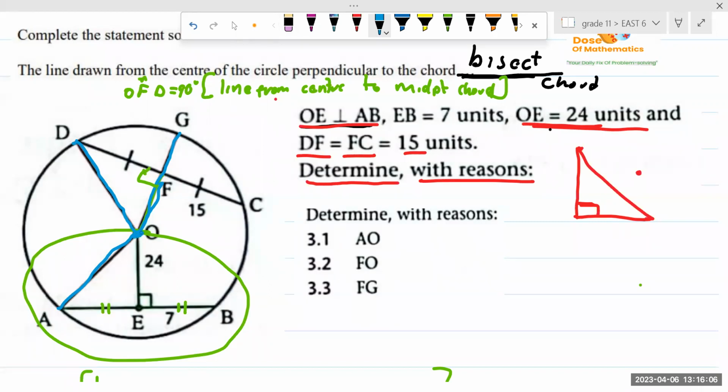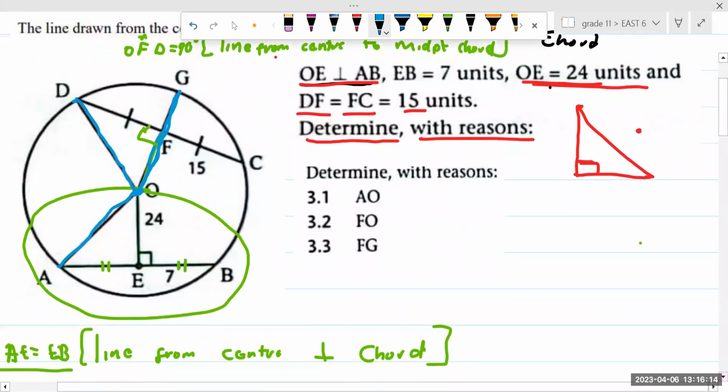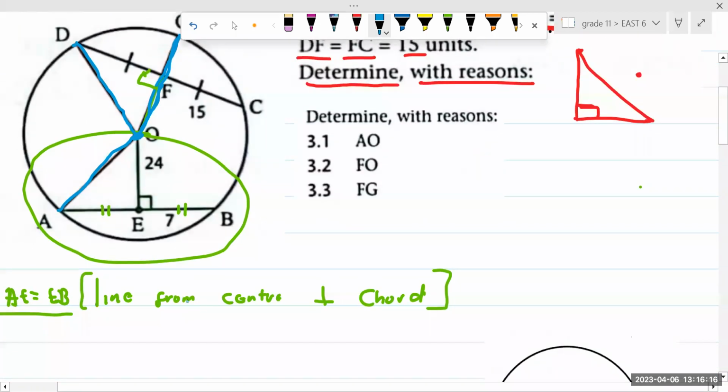I'm highlighting all the lines from the center to the circumference with the same color because they are all going to be equal. Why are they equal, by the way? So I will say OA is going to be equal to OD, which is going to be equal to OG.